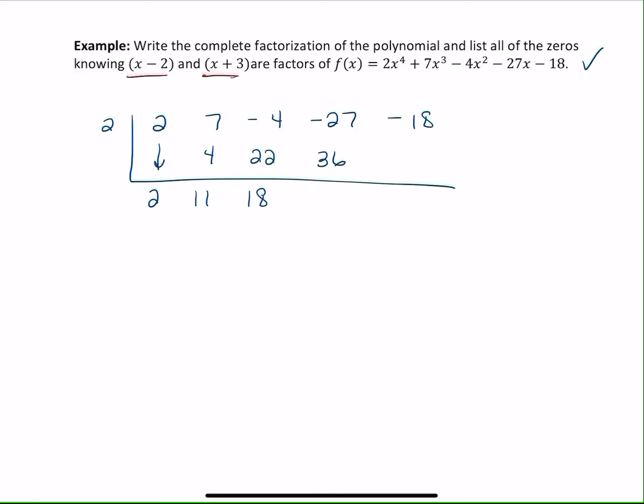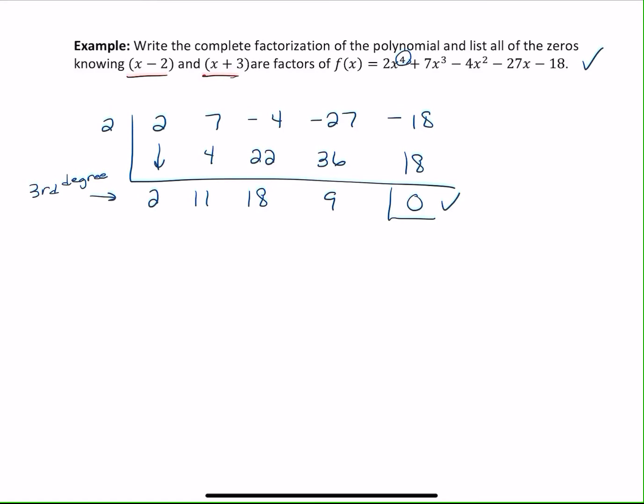multiply, add, multiply, add. And I'm good. I got my 0 remainder, which I should because I am given it is a known 0. Notice I started with a fourth degree, so this answer would be a third degree. So I'd have 2x cubed plus 11x squared plus 18x plus 9.